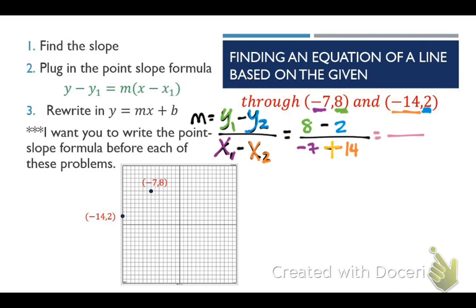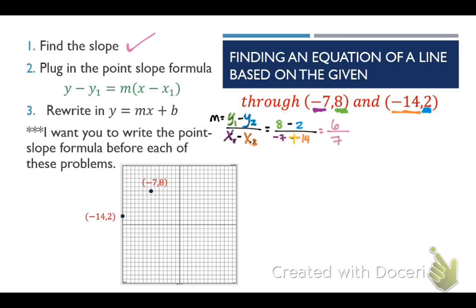All right, so then we just simplify. 8 minus 2 is 6. And then minus 7 plus 14 is 7. So this is my slope. Okay. So step 1, done. We found our slope. From here, we're going to plug in to the point slope formula. So I'm going to shrink this a little bit. So we got y minus y1 equals m times x minus x1.